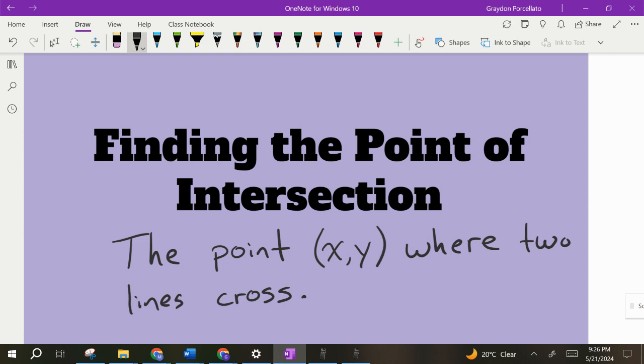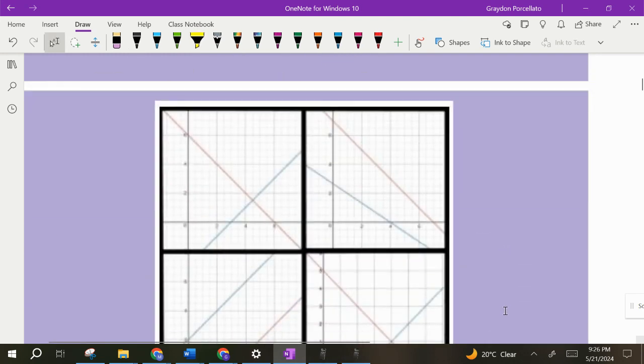Okay, so we're going to be doing this today and tomorrow. And the idea here is we're going to do it two ways. Today we're going to focus on how to graph this, how to find it using graphs. And then tomorrow we're going to do this using just algebra. So we want a point, and notice here, it's an X and Y coordinate where two lines cross. Okay? So let's try a couple examples.